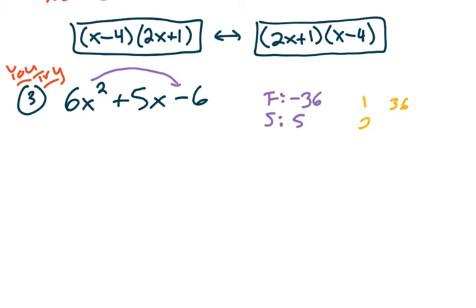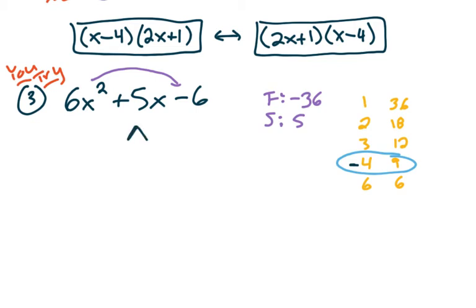1 and 36. 2 goes into 36 18 times. 3 goes in 12 times. 4 goes in 9 times. 5 does not go in. 6 goes in 6 times, and now I've started wrapping back around. Now, since it's a negative 36, I need to make one of the pairs negative. So for this to work, I would make the 4 negative, so that negative 4 and positive 9 give us our answer.